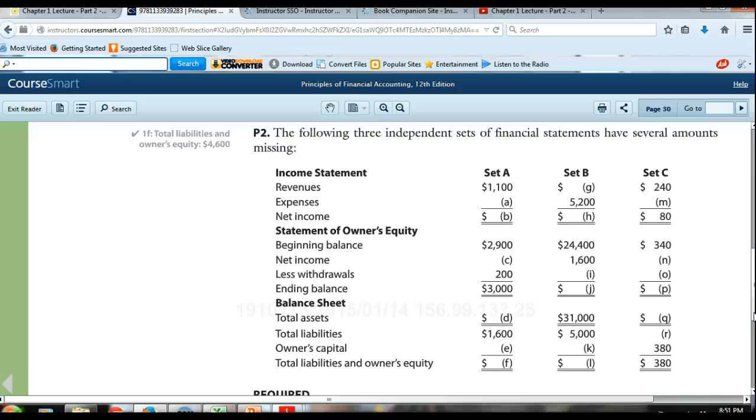Okay? Let's look down at our balance sheet. What is this balance sheet telling us? The assets. If the assets are 31,000, what else equals 31,000? Total liabilities and owner's equity also needs to be 31,000, doesn't it? So if total liabilities and owner's equity, L, is 31,000, what would that make our owner's capital?